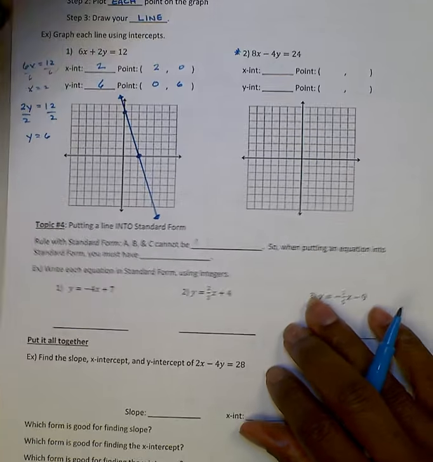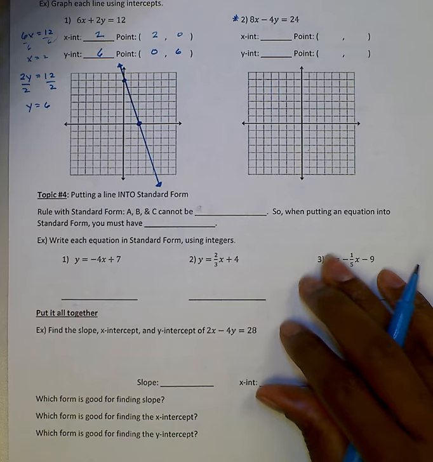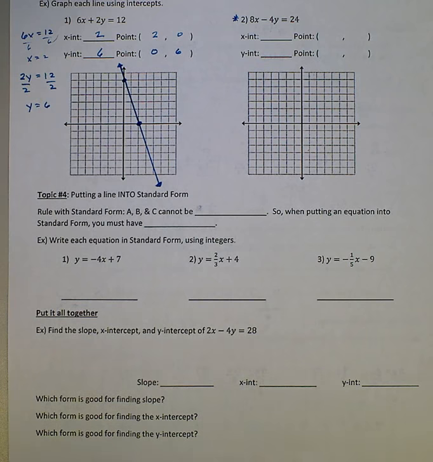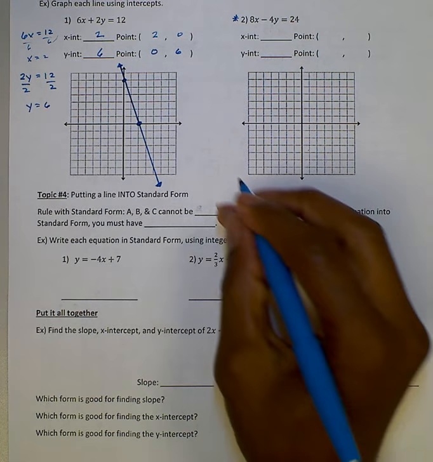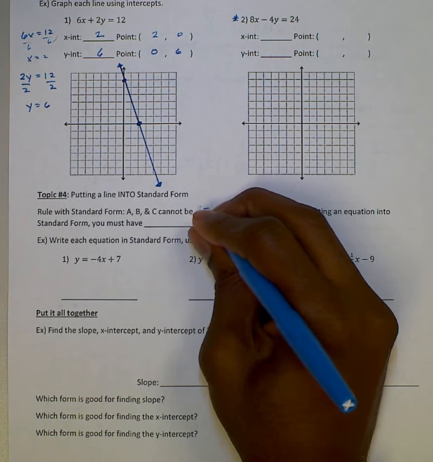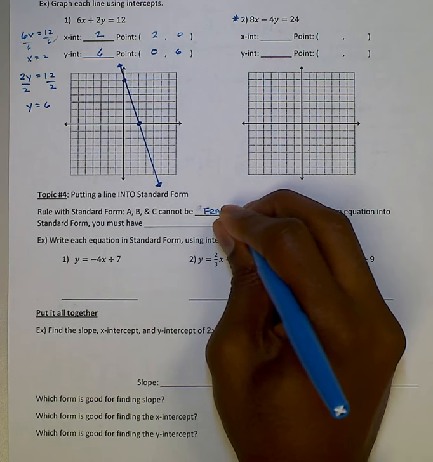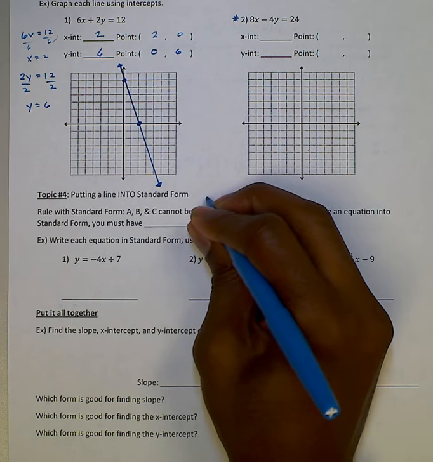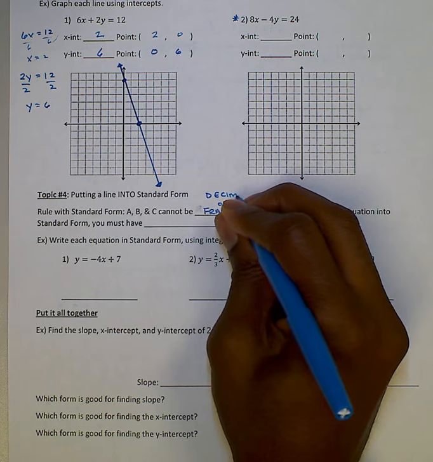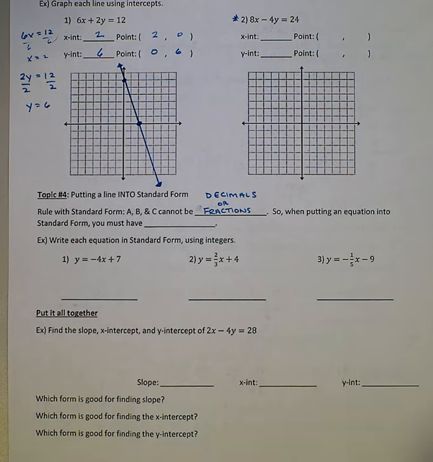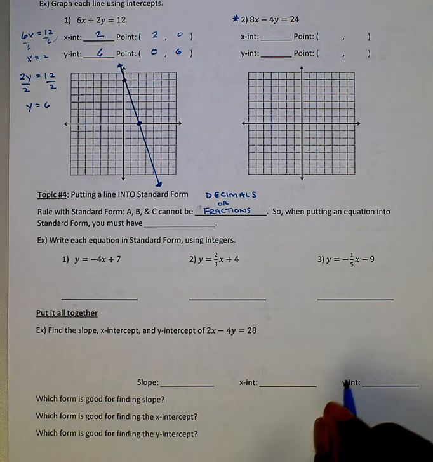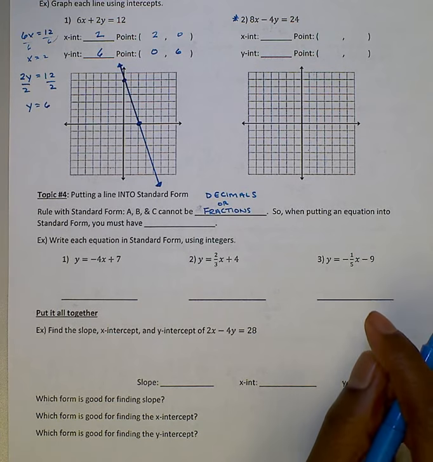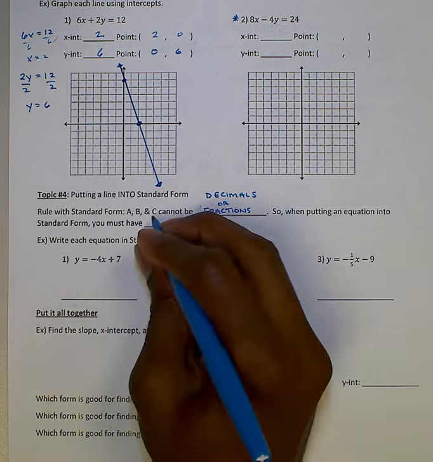Let's look at number 4. We're going to be putting a line into standard form. Now, here's the rule with standard form. A, B, and C cannot be fractions. And I say that and someone says, oh, well, then I'll use decimals. A, B, and C cannot be fractions or decimals. So when putting an equation into standard form, you must have whole numbers.